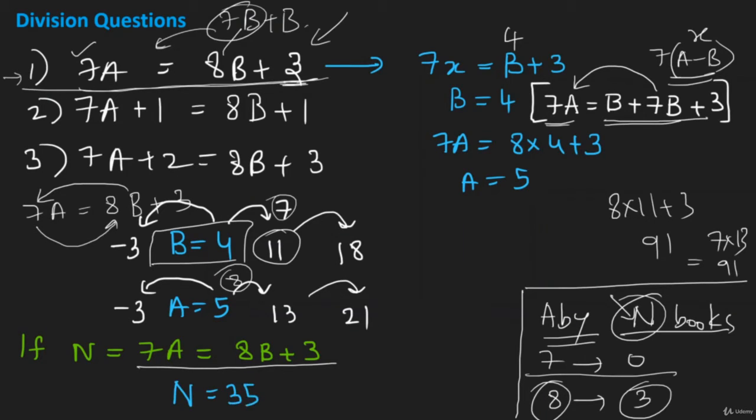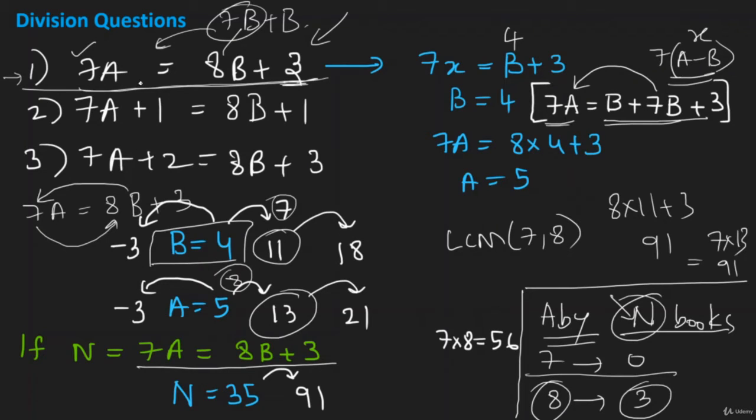So you have one solution, and you can see that n moves in steps of the LCM of 7 and 8. The LCM of 7 and 8 is 56. It's 7 into 8 itself because 7 and 8 are co-prime. So the next answer of n would be 35 plus 56, which is 91. Let's try whether that is true. When a is 13, 7a is 7 into 13, which is equal to 91. So this is valid. The next solution of n would be 91 plus 56, which is equal to 147. Right. Now let's keep this aside.